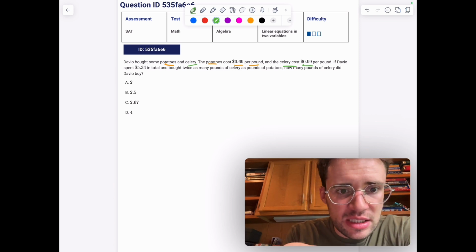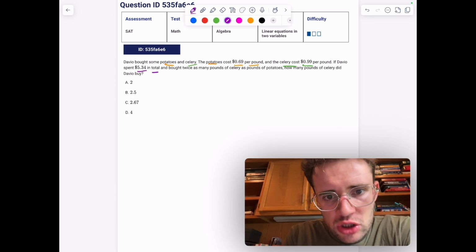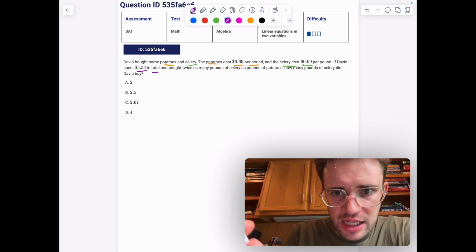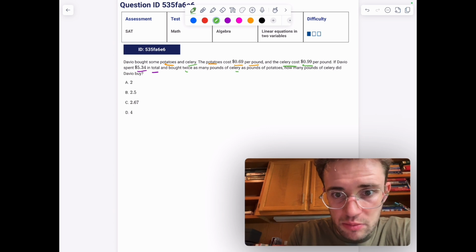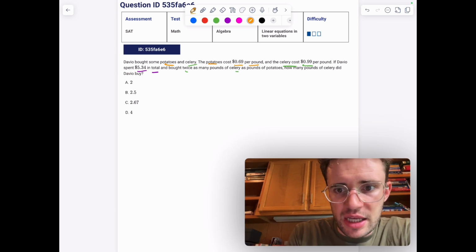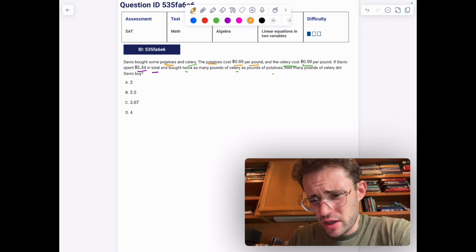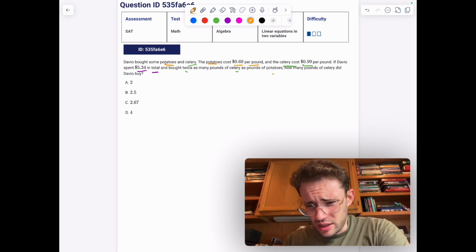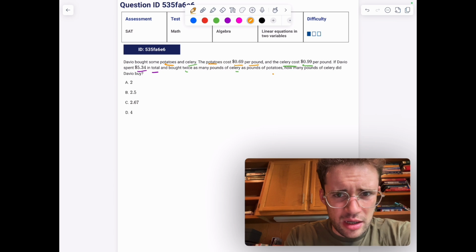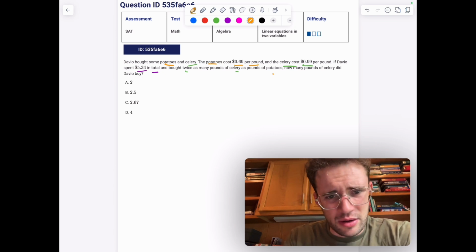If Davio spent $5.34, that's a total, and bought twice as many pounds of celery as potatoes. Twice as many pounds of celery, so there's more celery than potatoes. How many pounds of celery did Davio buy? So this one's kind of a systems of equations. I feel like this is definitely the most involved, at least of the ones recently here. Still not too bad, especially if you have a graphing calculator.